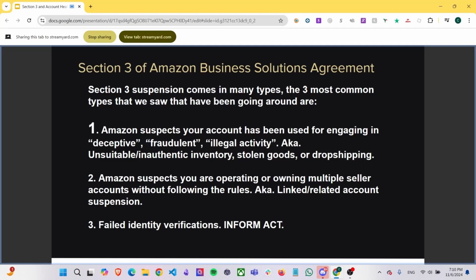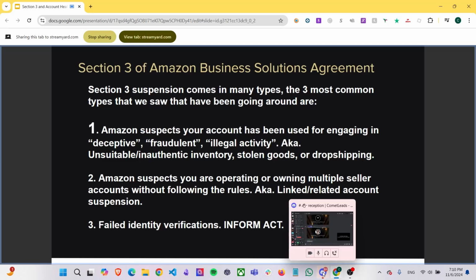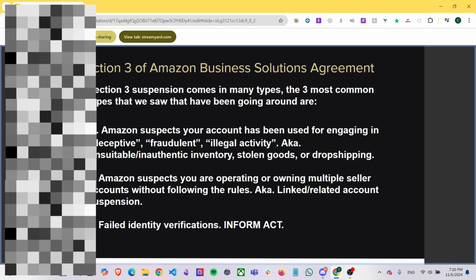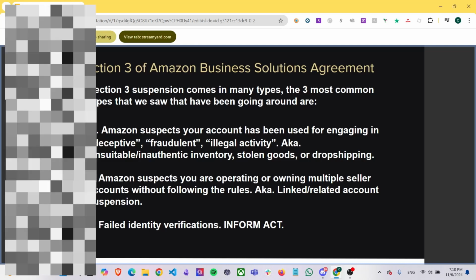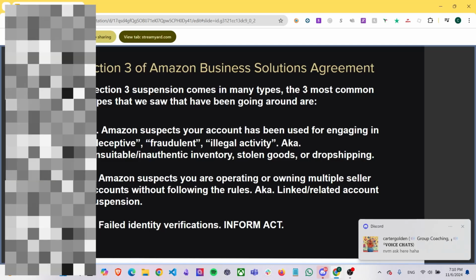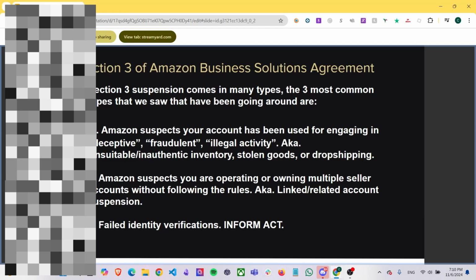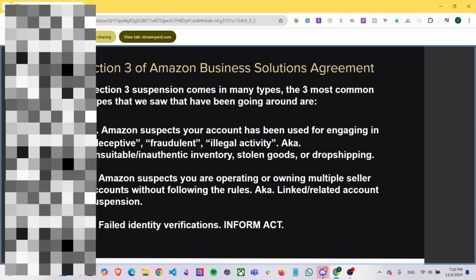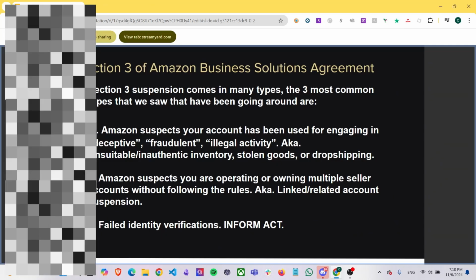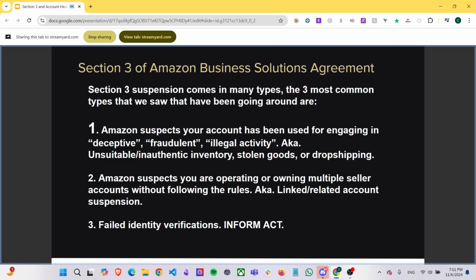In this one, we're only going to focus on 3 main types of suspension. The first is when Amazon identifies your account as involved in deceptive, fraudulent, or illegal activity. You may or may not be doing this. Sometimes you just start selling and get it without doing anything, because the Amazon algorithm picks a group of people. In this category, the identified activities could be inauthentic inventory, unsuitable inventory, stolen goods, or drop shipping. These are not allowed on Amazon.